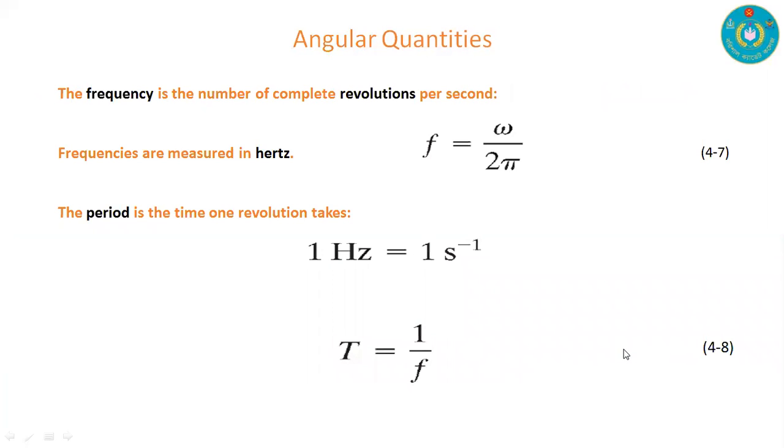The frequency is the number of complete revolutions per second. Frequency is measured in hertz, and we have the equation f is equal to omega by 2 pi. The period is the time one revolution takes, 1 revolution per second or 1 cycle per second, and for the time period we have the equation T is equal to 1 by f, and f is equal to omega by 2 pi.